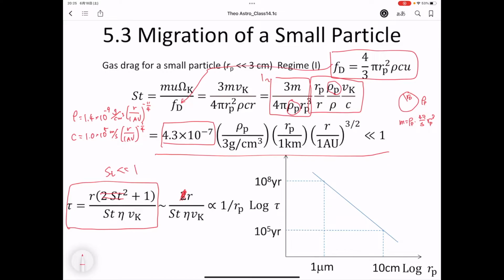And St is proportional to r_p. Then τ is proportional to 1 over r_p. If you increase the size of the solid particle, the migration timescale decreases with the size. If you consider a very small particle of 1 micrometer, the migration timescale is really long, 100 million years. If it's increased to 10 centimeters, the migration timescale becomes 10 to the 5 years.